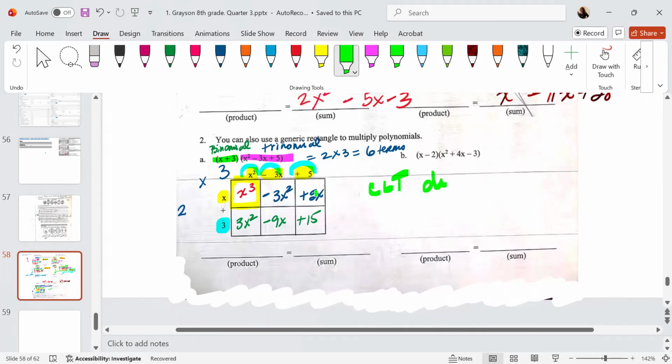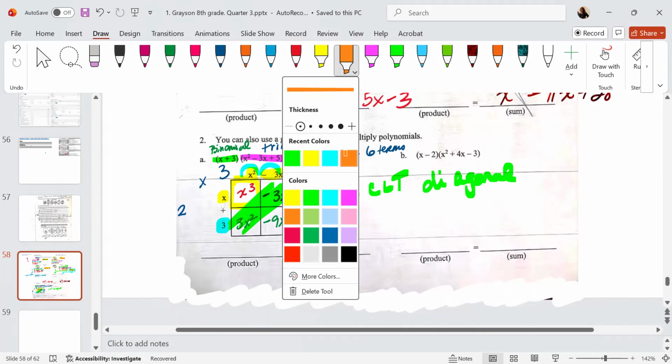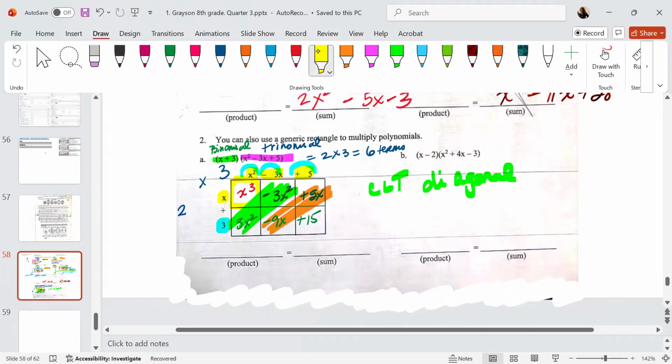Combining terms, remember this is the diagonal. Do you remember this from last year? You just do the diagonal right there, right? And then you do the other diagonal, which is right here, right? And then remember, these are going to be the first and last. Remember that? So your first number is x cubed. Your last number is 15, right? Now, in between there, this one here is going to be this part right here, okay?